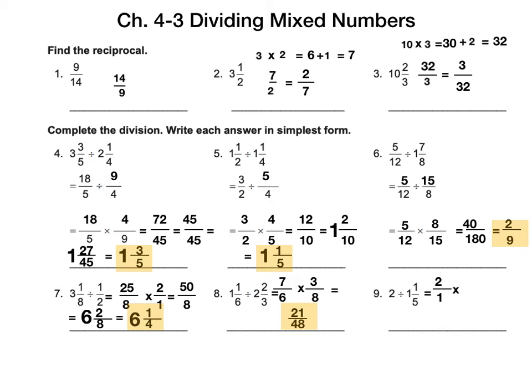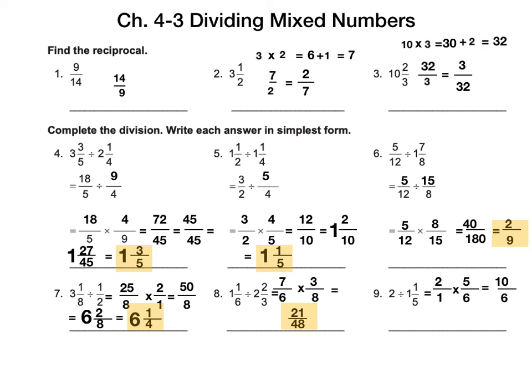Now we need to figure out our improper fraction and flip it to put our reciprocal down. 1 times 5 equals 5. 5 plus 1 is 6. So 6 is my numerator and 5 is my denominator. So if I want to flip that, 5 is now my numerator and 6 is my denominator. So now I can solve. 2 times 5 equals 10. 1 times 6 equals 6.